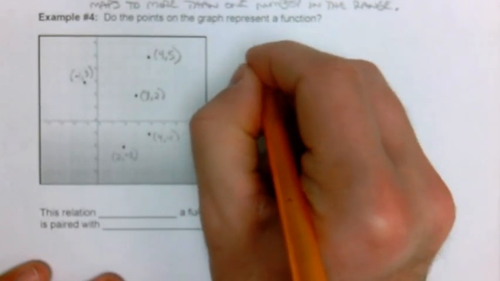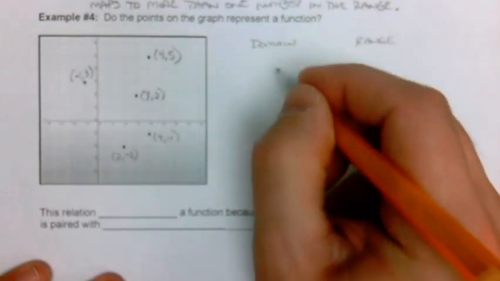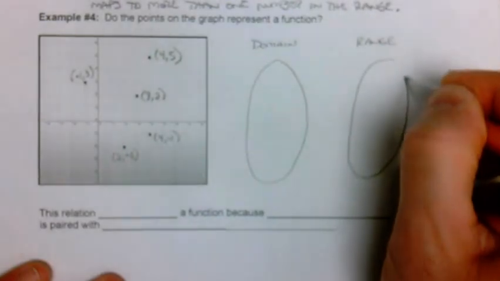Now that I've got my relation, my collection of ordered pairs, let's create a mapping diagram. We're going to have our domain and our range. Let's go ahead and create that mapping diagram.